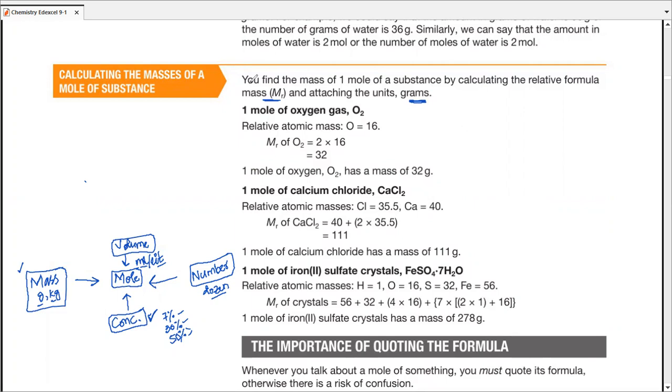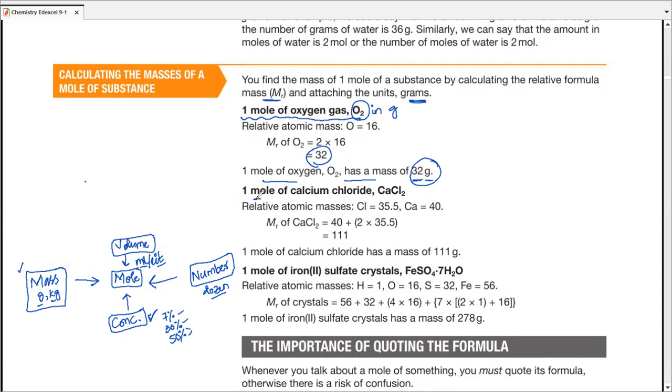Let me clarify. Let's suppose you want to calculate 1 mole of oxygen gas in grams. Take the formula, calculate its Mr, and write grams next to this Mr. There you go. That's the mass of oxygen in 1 mole of oxygen. That's how easy it is. Make sense? No? Let's do more examples to make more sense out of it.